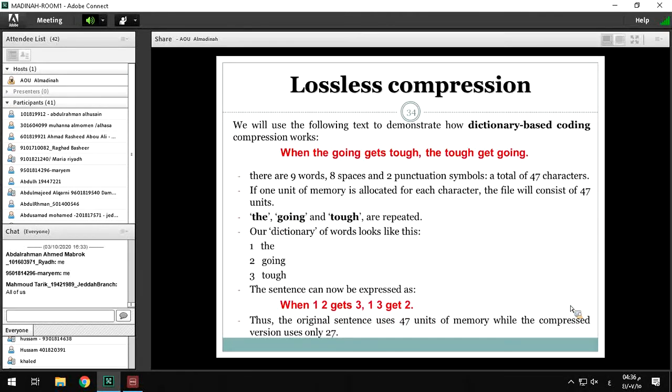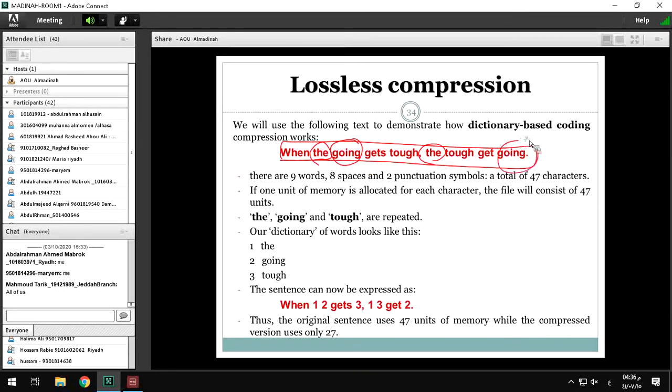For example, we'll use the following text to demonstrate dictionary based coding. Let's say this is the text we have: When the going gets tough, the tough gets going. Now we see that there is some repeated data here. We have "the" two times, "going" is repeated, "tough" is repeated. So we mark the repeated data: let's say we mark "the" as 1, "going" as 2, "tough" as 3.